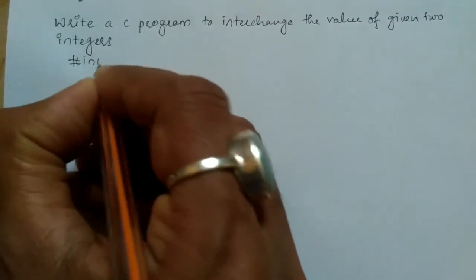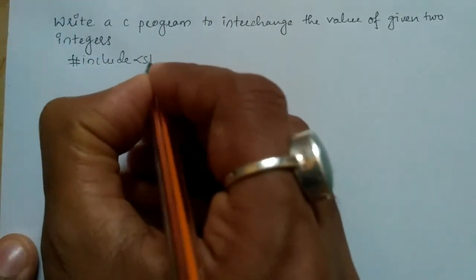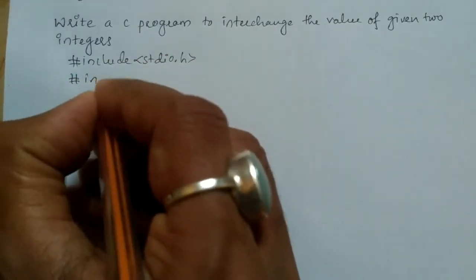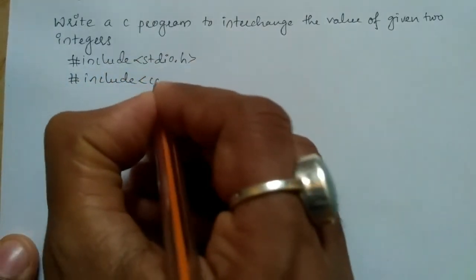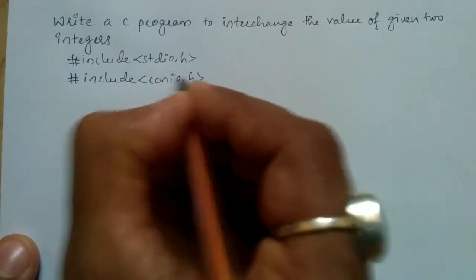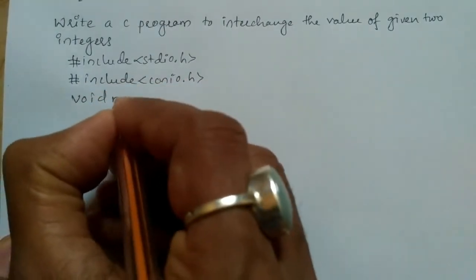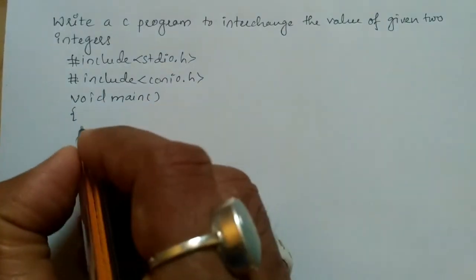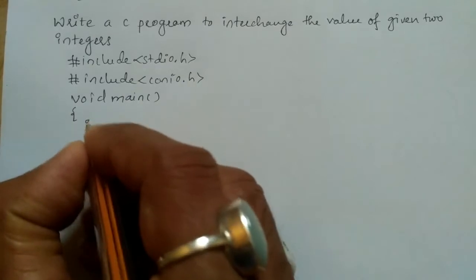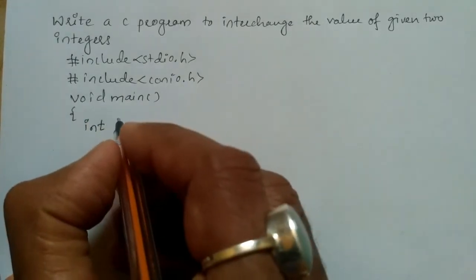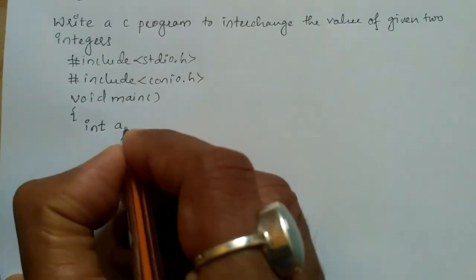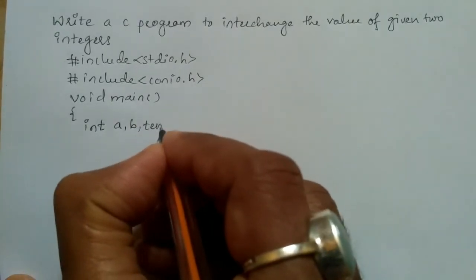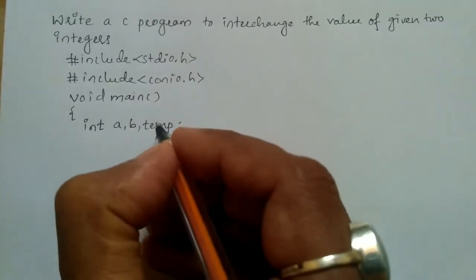Hash include stdio.h, hash include conio.h, void main, and then we'll write curly open brace, and here we are going to declare all the necessary variables. So I'm going to declare int. I'll take three variables. One is a and the second one is b, and the third variable I'll take as temp, that is temporary variable.